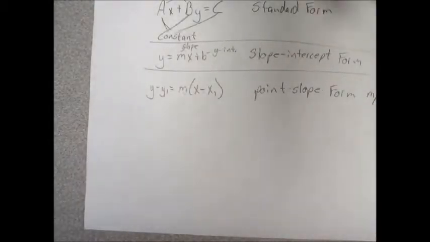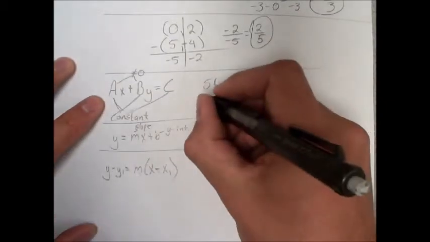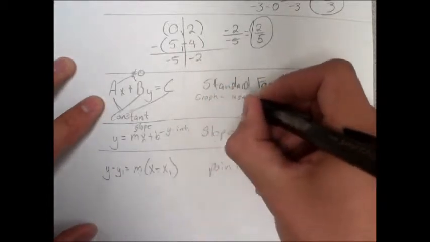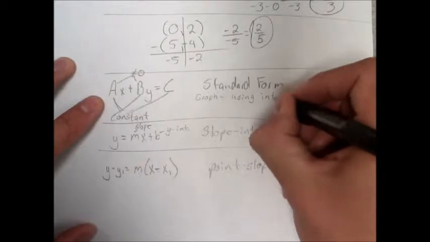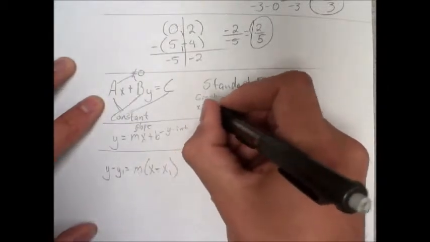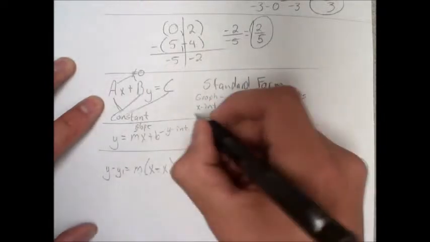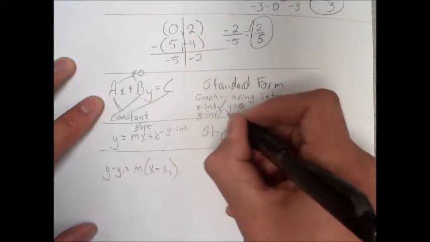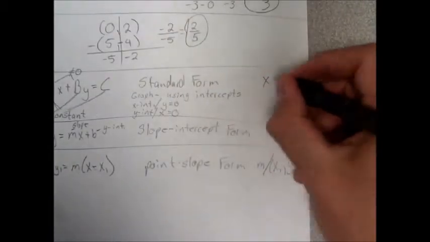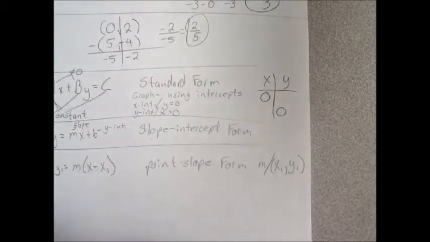So whenever they give you something in standard form, for graphing purposes, the easiest way to graph it is using the intercepts. If you're graphing the x-intercept, that's where y equals 0. If it's the y-intercept, that's where x equals 0. So I always tell you guys to do this x and y chart like this, where x equals 0 and then y equals 0, and you find the opposite variable.